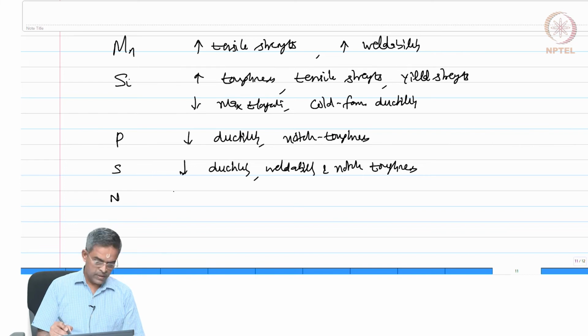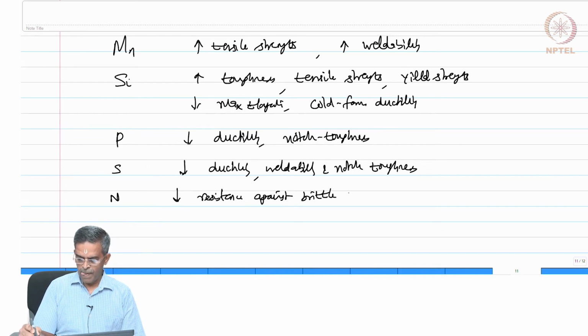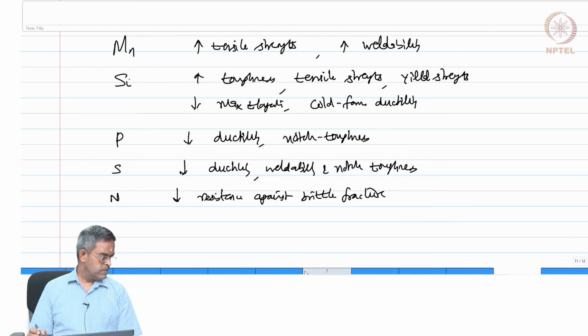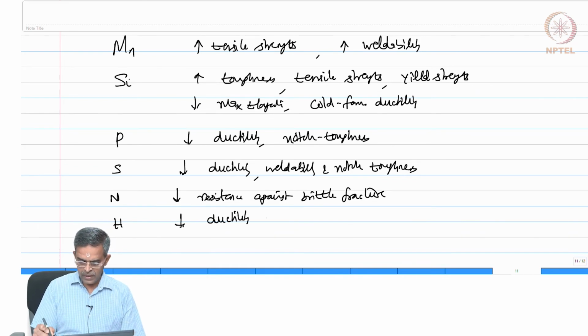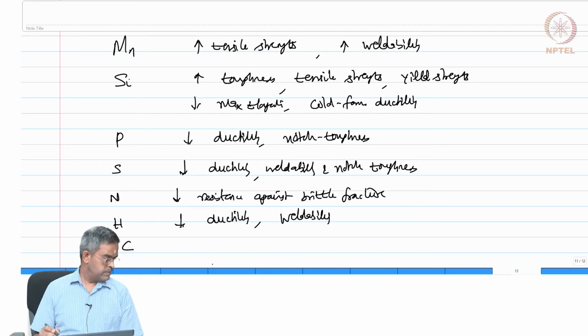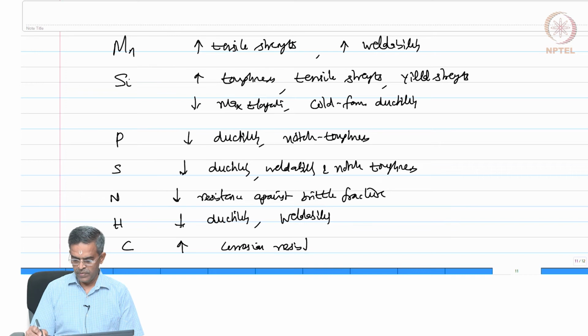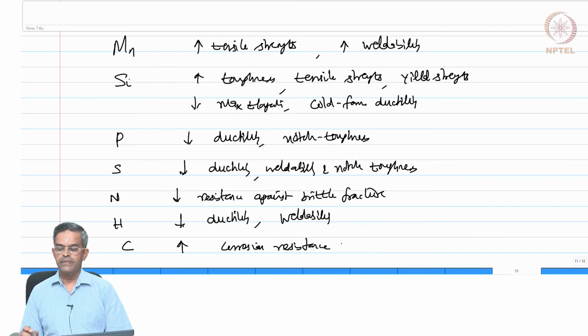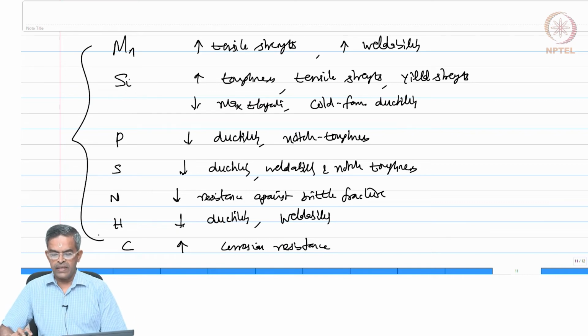Nitrogen presence decreases resistance against brittle fracture. Hydrogen decreases ductility, weldability. Carbon increases corrosion resistance. So, varying alloying elements also influence the characteristics, mechanical and performance characteristics of steel in a different segment as you see on the screen just now.